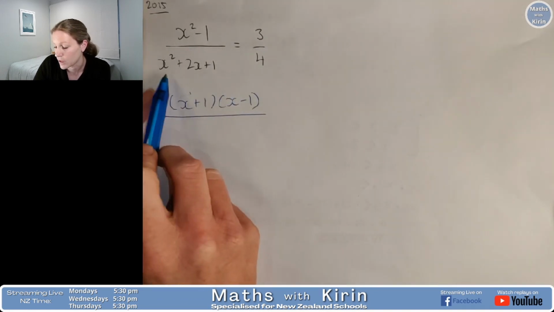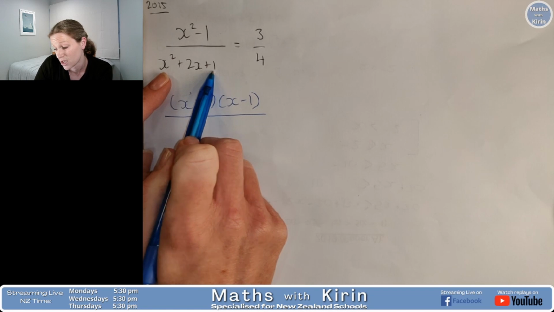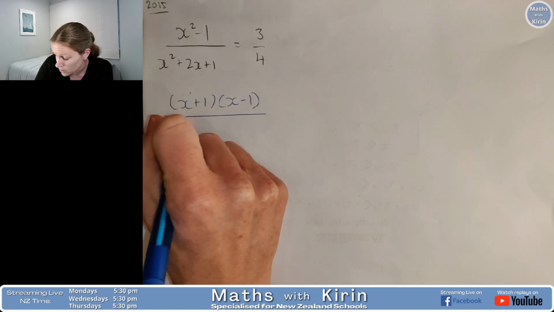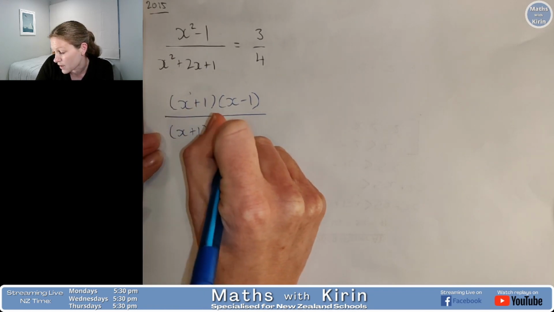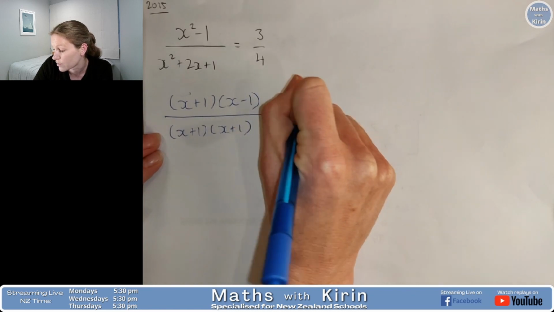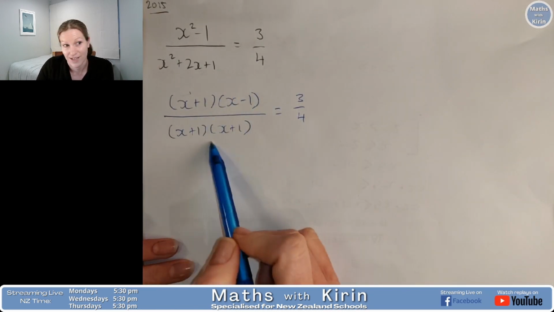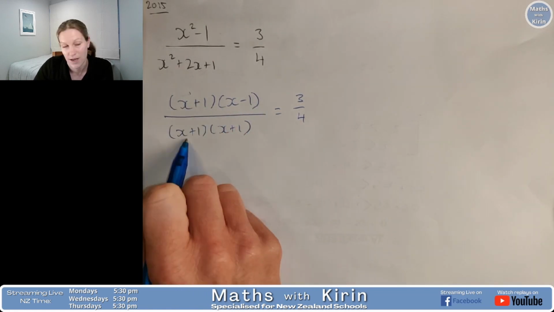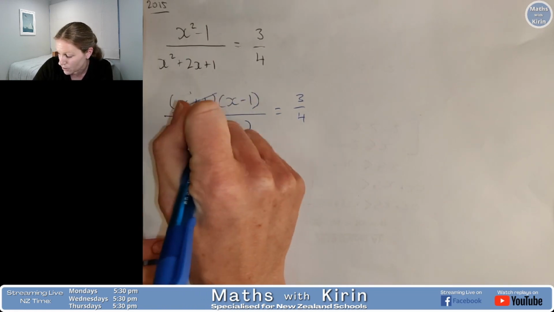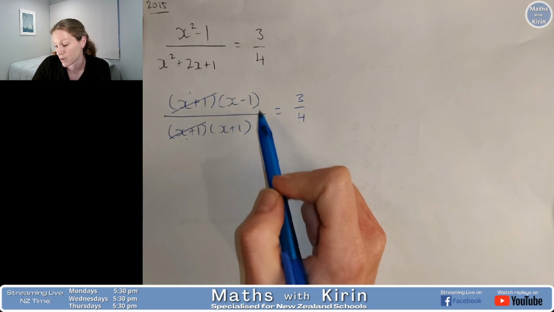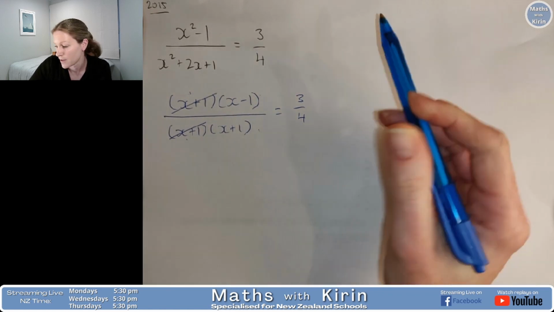And on the bottom, we need 2 numbers that multiply to give us 1 and add to give us 2. So x plus 1 and x plus 1. And it's still equal to 3/4. We haven't changed that. Now we've got some common factors. We've got an x plus 1 and an x plus 1. So we can cancel those. And now we're just left with x minus 1 over x plus 1 is equal to 3/4.